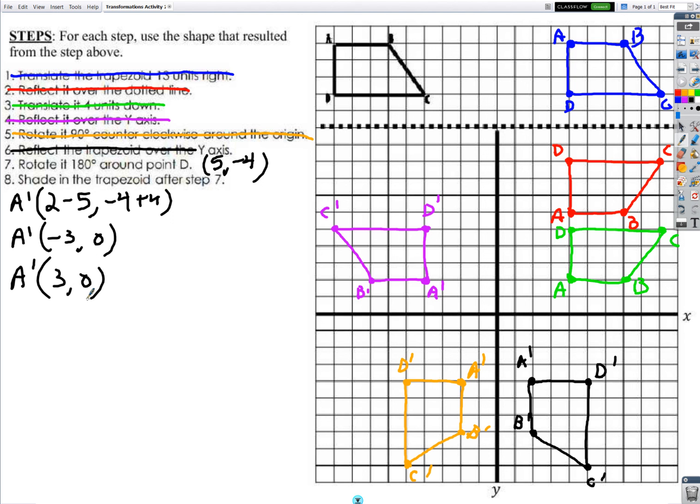And then finally, what's the last part of this? We subtracted. We did the rule. Now the last part is to add. So we're gonna do 3 plus 5, and then 0 plus -4, which is the same as 0 minus 4. So when all is said and done, A is at 8, comma -4. So let's go 1, 2, 3, 4, 5, 6, 7, 8, and then down to -4. That's A prime.